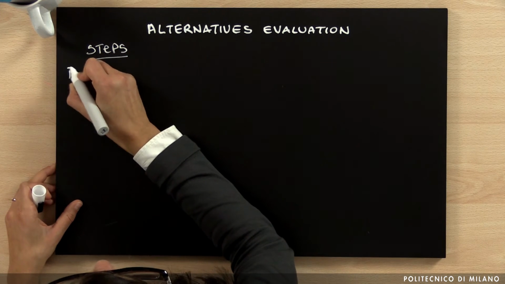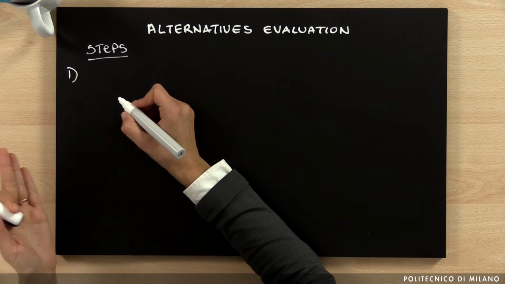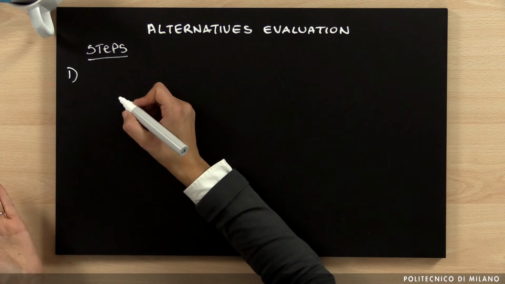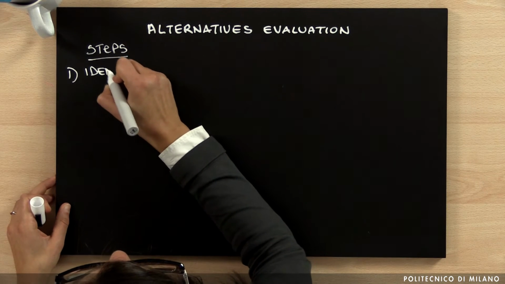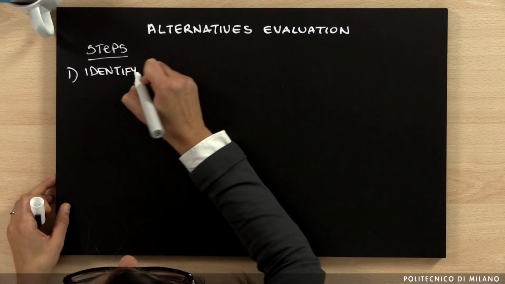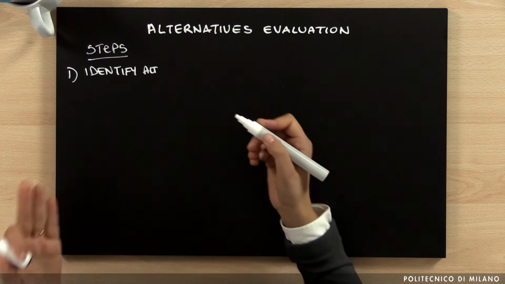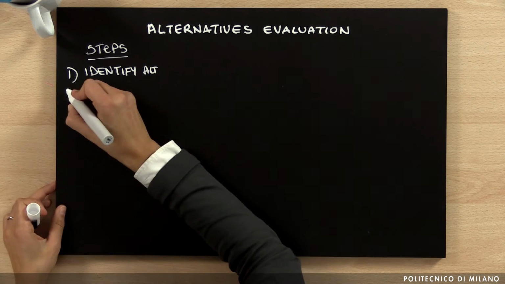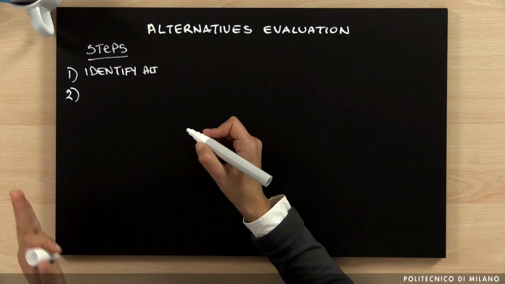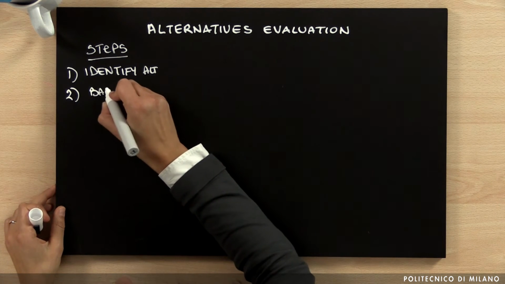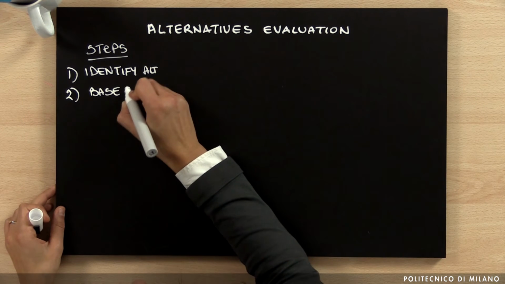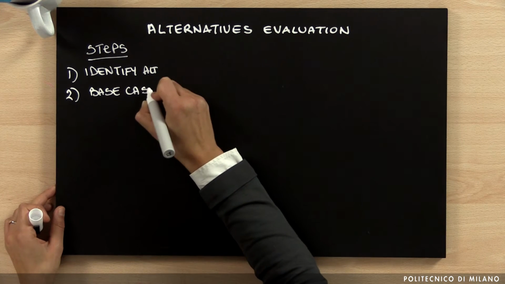The first step that we have is the identification of the alternatives. It seems really simple, but what we need to do is to identify the alternatives, which are the options that we have. The second step is represented by the identification of a base case, so our reference case against which we are evaluating the convenience of our decision.